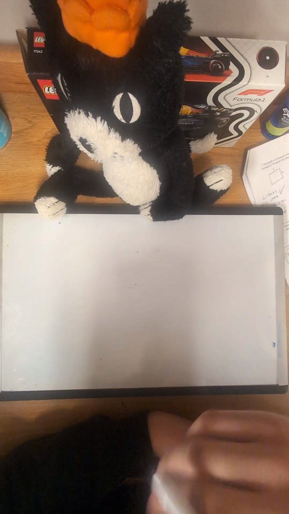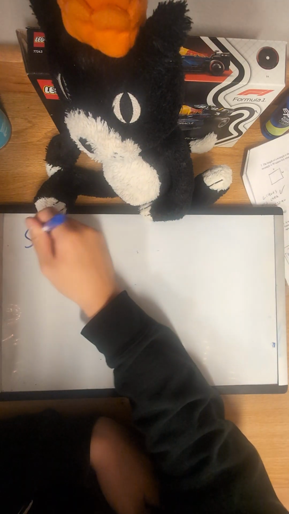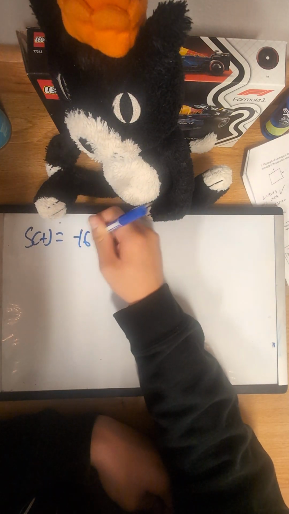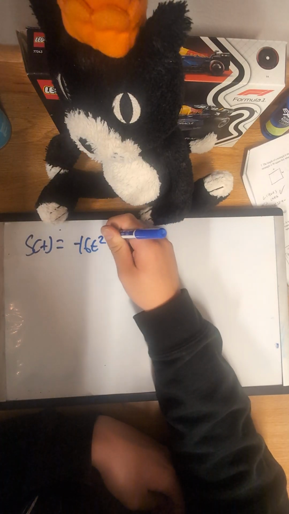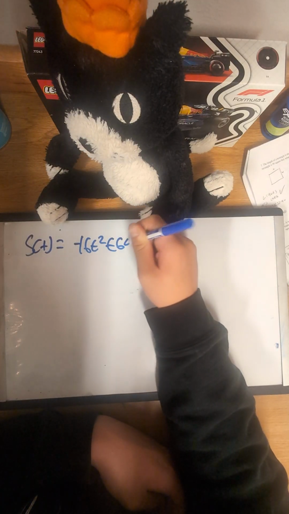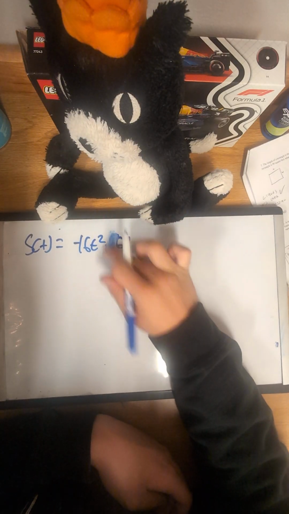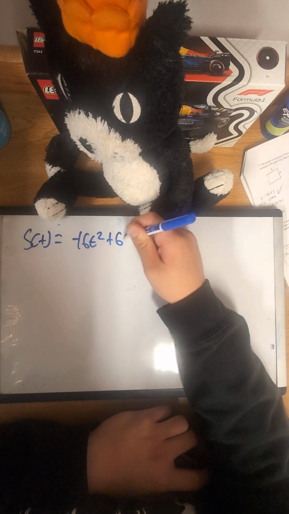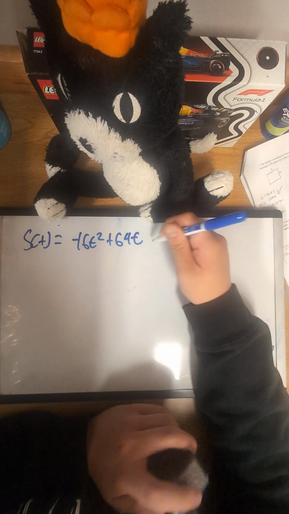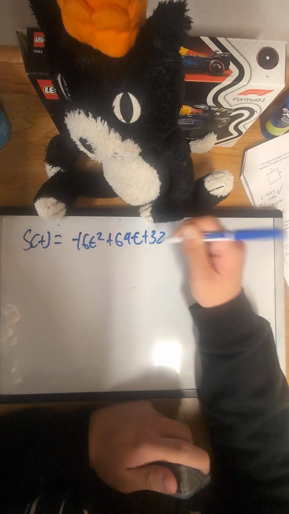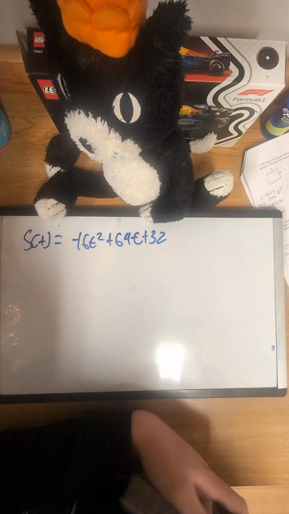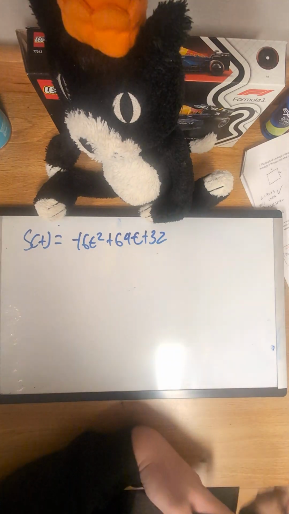The distance in feet above the ground after t seconds is given by s of t equals negative 16t squared plus 64t plus 32. How many seconds does it take for the rock to hit the ground? And use any method to solve this problem.